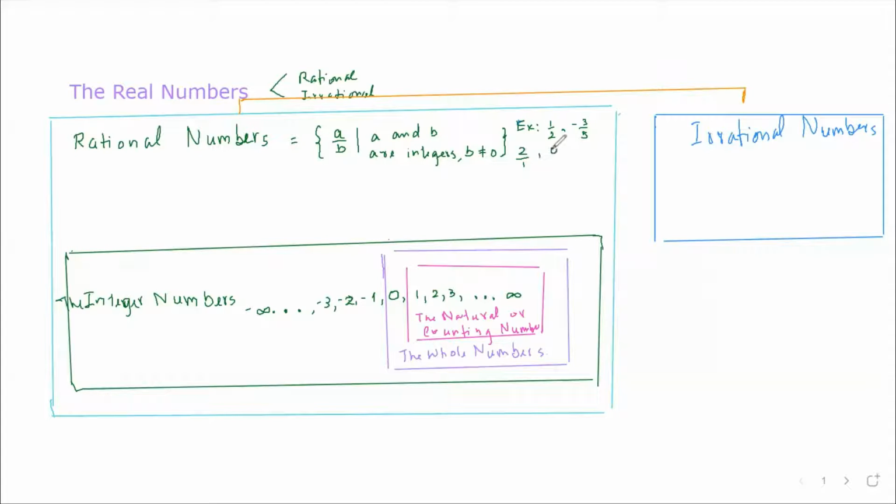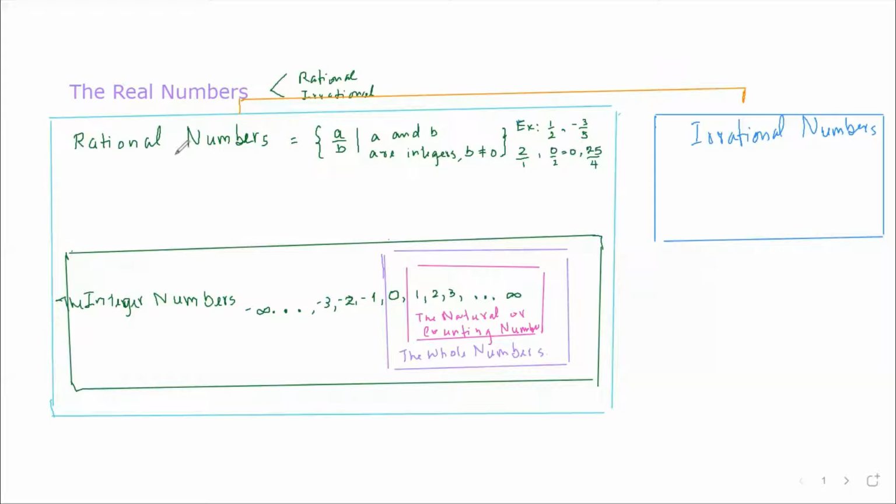How about 0? Also yes, because 0 can be 0 over 2, or 3, or 1, even over a negative, because it still equals 0. So this is rational. Or you can write it as maybe 25/4, something like this, which still counts as a rational number. One more thing, this is really important for rational numbers.